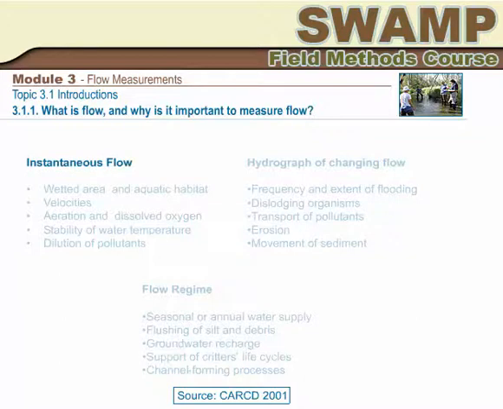Flow may be described in terms of different time scales. The basic unit is a flow discharge measurement at one place at one time. This is normally called instantaneous flow. Many flow discharge measurements can be combined to create a hydrograph, a record of changing flow for a selected period of time. Hydrographs are developed from repeated measurements at one location and may be determined in various ways.